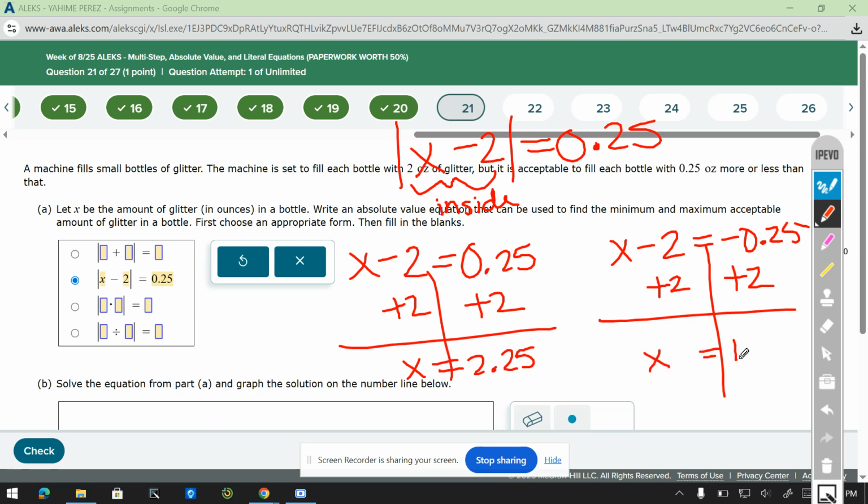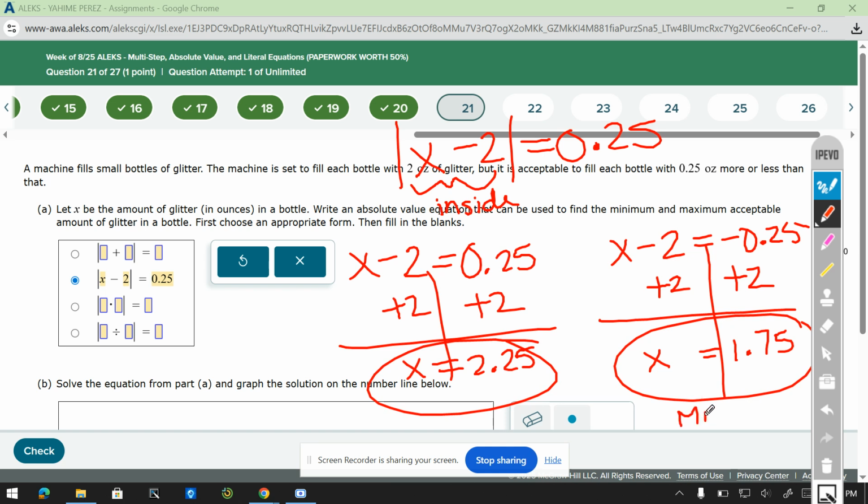Okay. And so those are the solutions, 2.25 and 1.75. So the smaller value of the two we say is our minimum, and the bigger value of the two we say is our maximum. Okay? And that's all. And then we just have to put that on a number line.